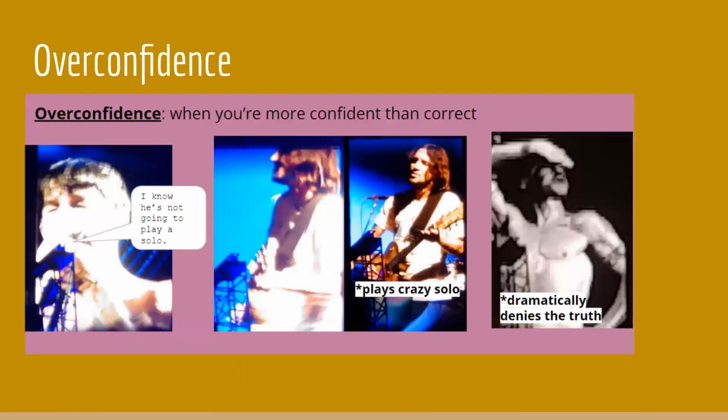All right, overconfidence. Remember, this is when you're more confident than correct. Going back to the example I used in the Module 4 video, let's say Anthony Kiedis says, I know he's not going to play a solo about John Frusciante, and then he plays a solo. So, more confident than correct.